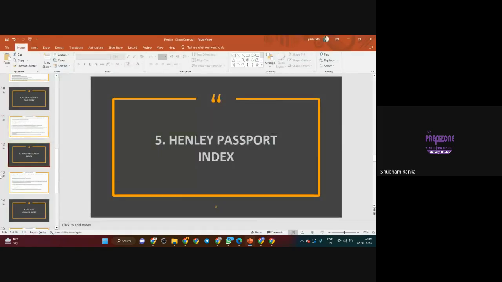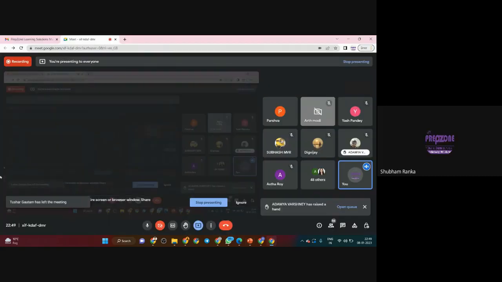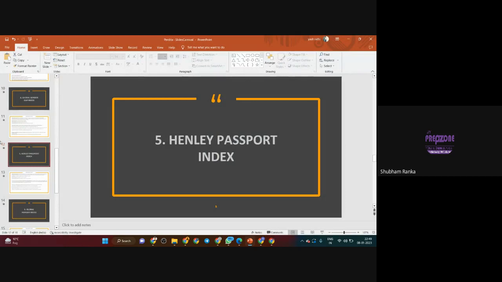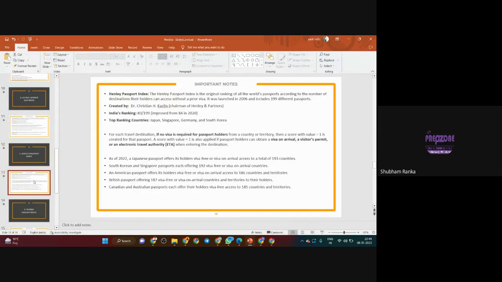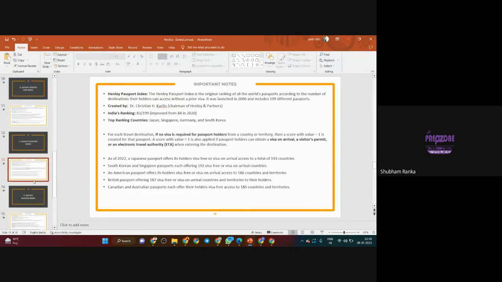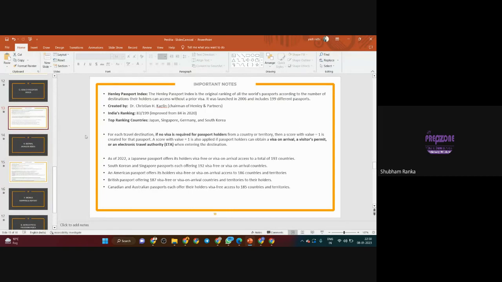Cool. So the next index is a very interesting one. That is the Henley Passport Index. Before going on to what it is, is there anyone who knows about what Henley Passport Index is? Is it about which country has the strongest passport in the world, as in you can get entry into the maximum number of countries, is the strongest country? Exactly. I think someone else also raised their hand, but that is what the Henley Passport Index is. So again, during COVID also, it becomes very important to know about what a passport index is.